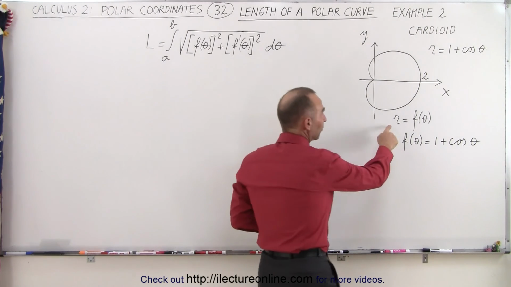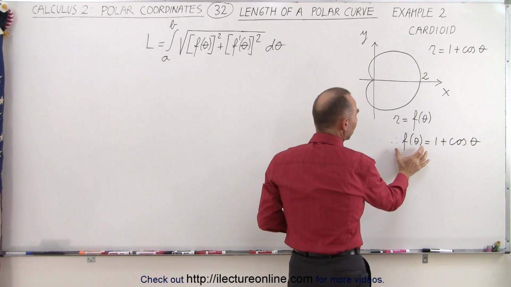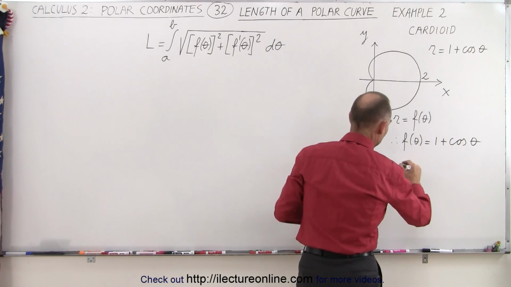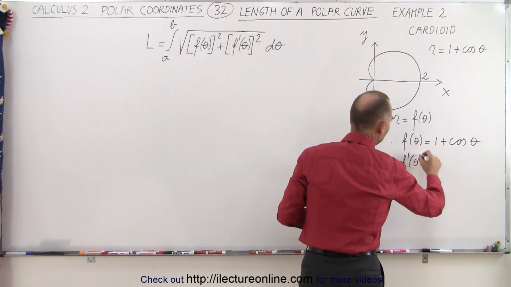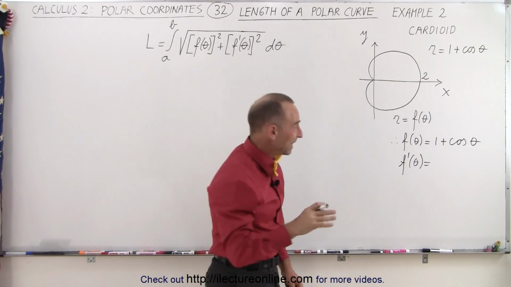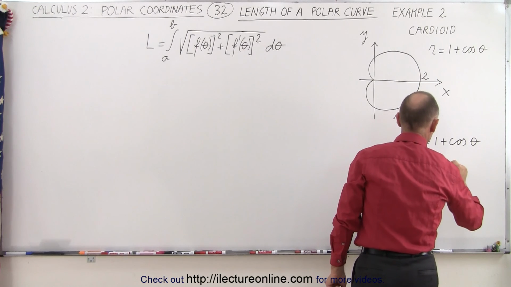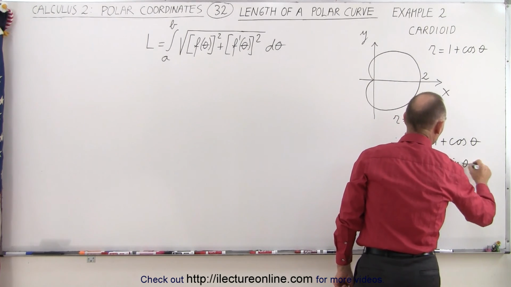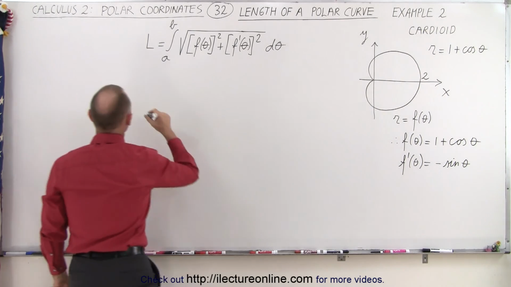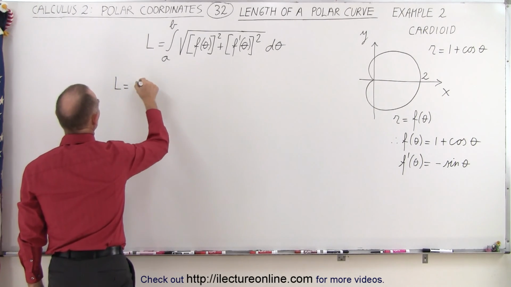So r is defined as a function of theta. In this case, the function of theta is equal to 1 plus the cosine of theta. The derivative, f prime of theta, is equal to the derivative of this. And let's see here, the derivative of cosine is a negative sine, so it would be the negative sine of theta. And now we have everything we need to plug into our integral right here. So the length is equal to the integral.